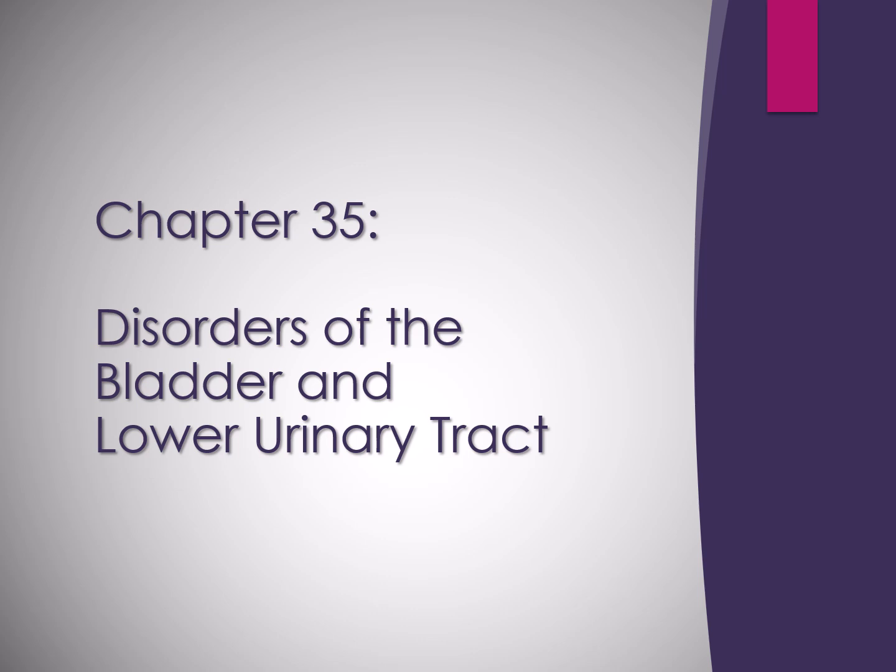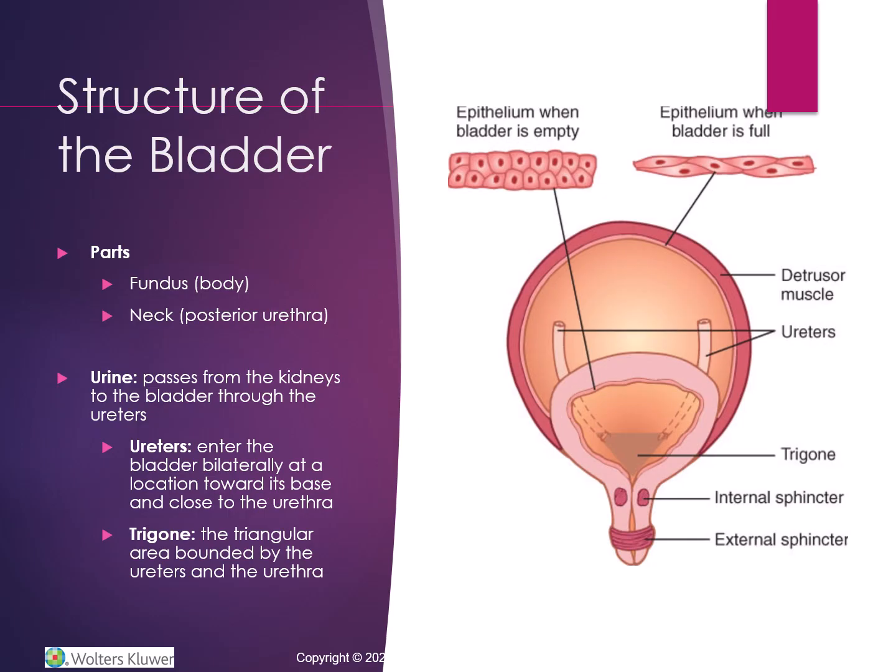Chapter 35 discusses disorders of the bladder and lower urinary tract. So to begin, we'll talk about the structure of the bladder and some of the different parts. Within the bladder itself, we have the fundus, which is the main body of the bladder, and then the neck, down low where we have the emptying into the posterior urethra.